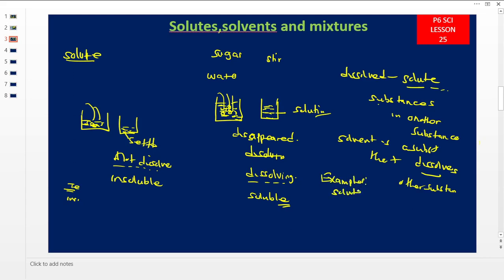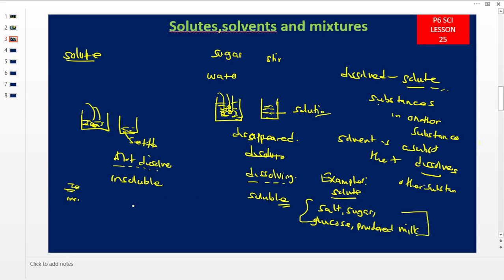Now let us get some examples of solutes. One, there is sugar. Two, we have glucose. Then three, we also have powdered milk. We have that powdered milk. So these are the best examples of a solute.